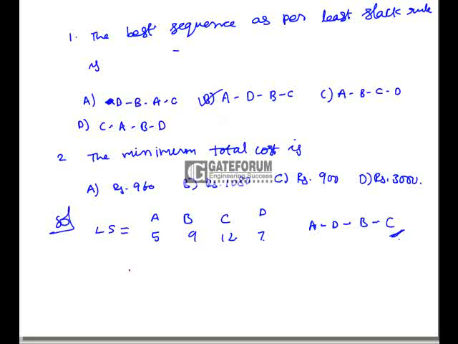And the second question is the minimum total cost. Here the minimum total cost is equal to the total processing time for any sequence. The total time for any sequence is 5 plus 3 plus 8 plus 2, into 60 rupees per day. So that gives a value of 1080 rupees. So in the options, the right option is B.